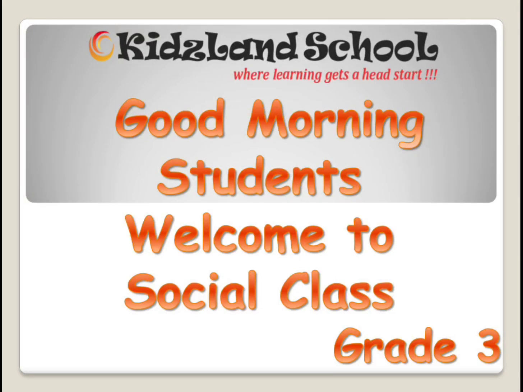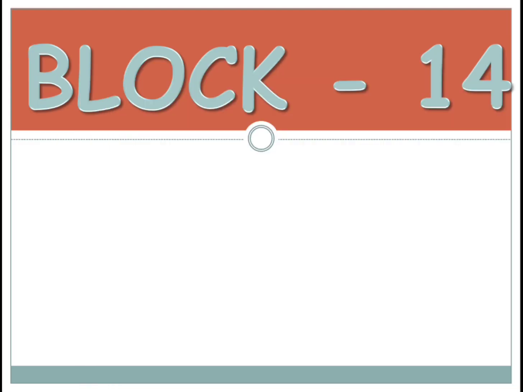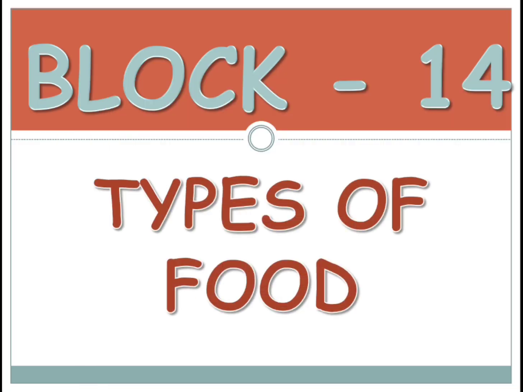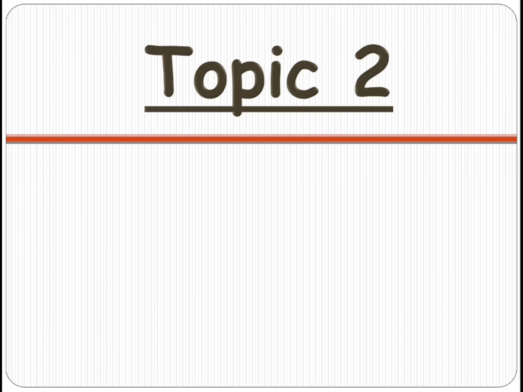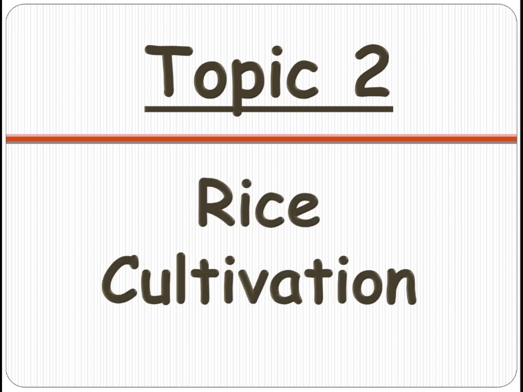So, in social, we are learning the 14th block, which is types of food. We have learned how cultivation started, the history of cultivation, agriculture, isn't it, children? So, in the second topic, we are going to learn how the farmers do the rice cultivation. How do they grow the crop of rice?